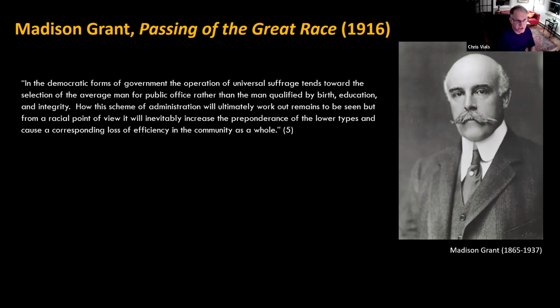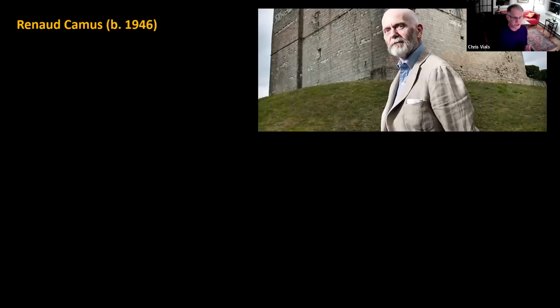How this scheme of administration will ultimately work out remains to be seen, but from a racial point of view, it will inevitably increase the preponderance of the lower types and cause a corresponding loss of efficiency in the community as a whole. Now, this is classic eugenicist rhetoric, eugenicism applied to voting, where if the lower types can vote, then predictably bad results will follow. But what's striking about the Great Replacement is how closely it adheres to this now 100-year-old theory that was discredited by Adolf Hitler.